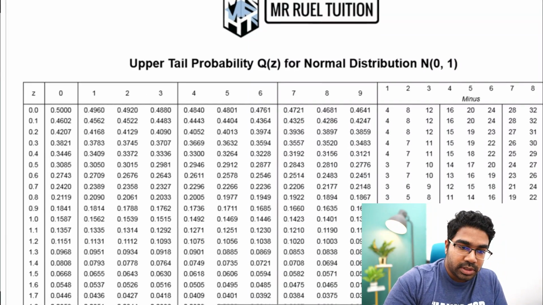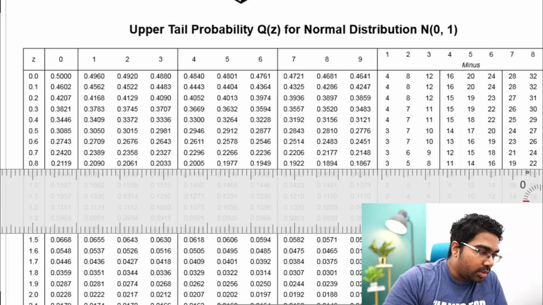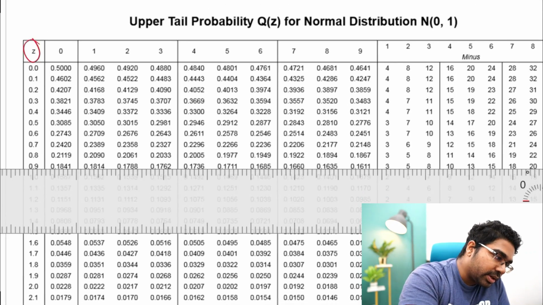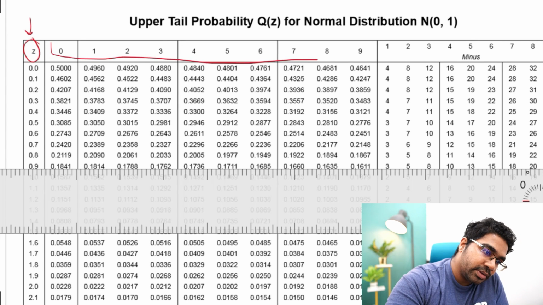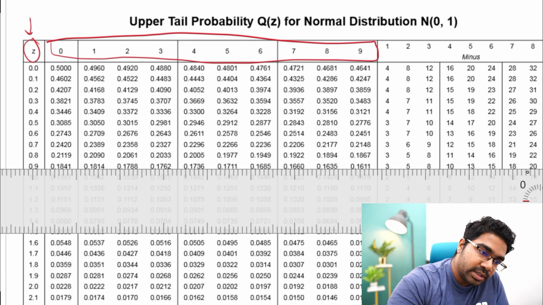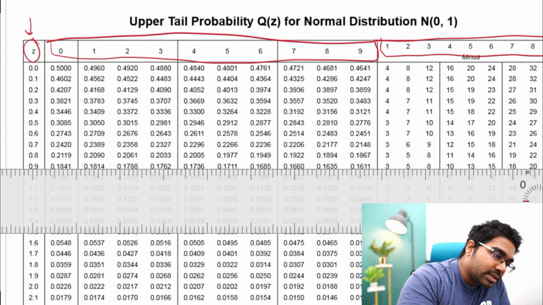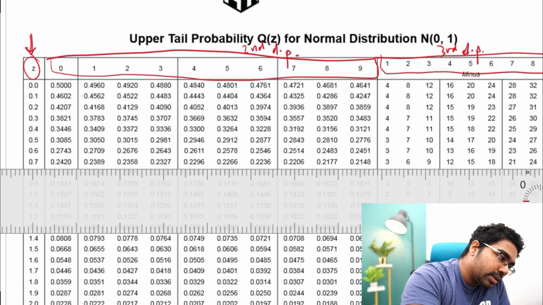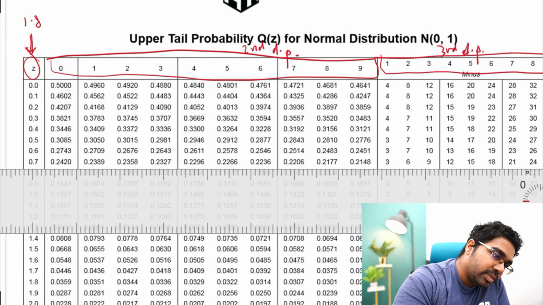So you take your ruler. Okay, 1.833. Remember our value is 1.833. So first you can see z-score here. Now you can see we have one column here, and then we have a set of values from 0 to 9, another set of values from 1 to 9 here. So what are these? This is the second decimal place, and this is the third decimal place. Okay, so 1.833. So here 1.8 will be here, second decimal place is 3, third decimal place is 3.